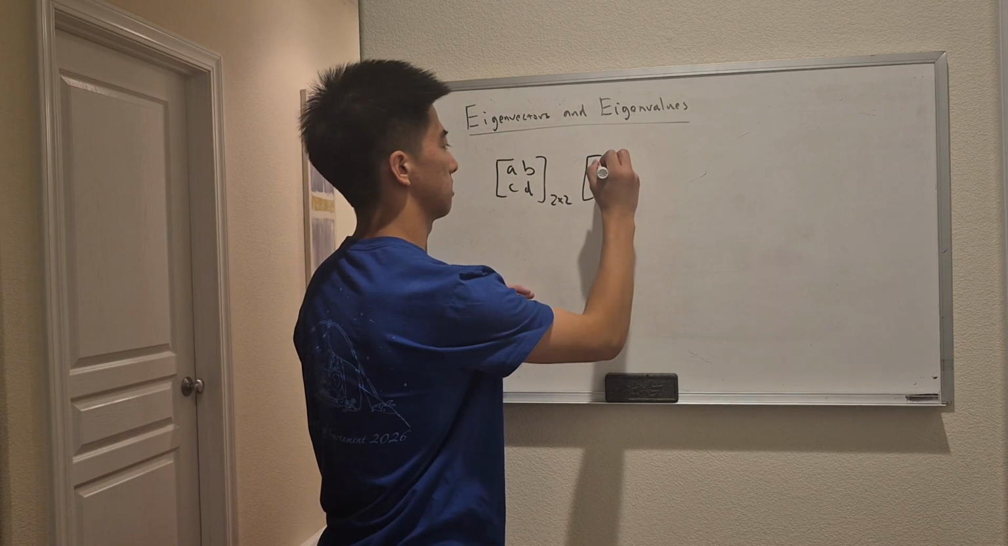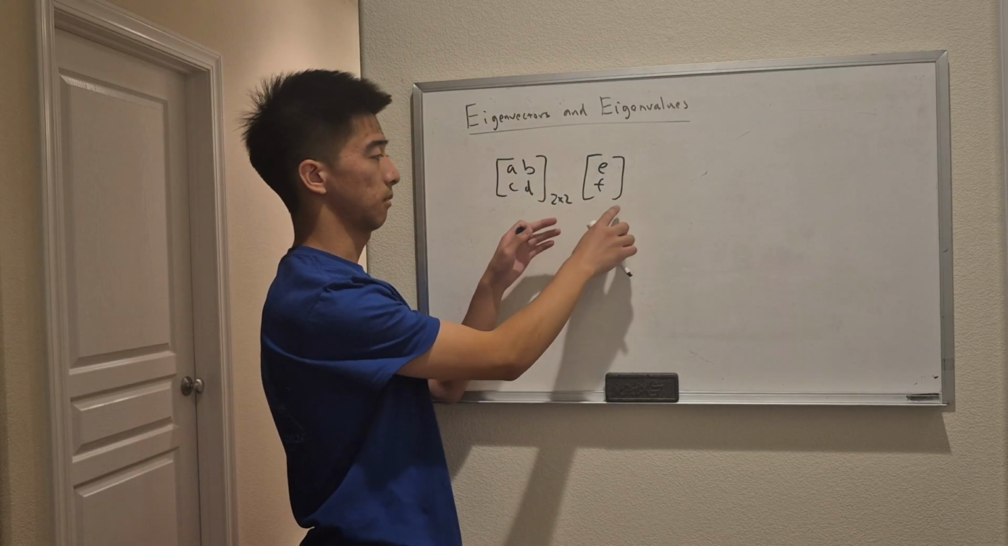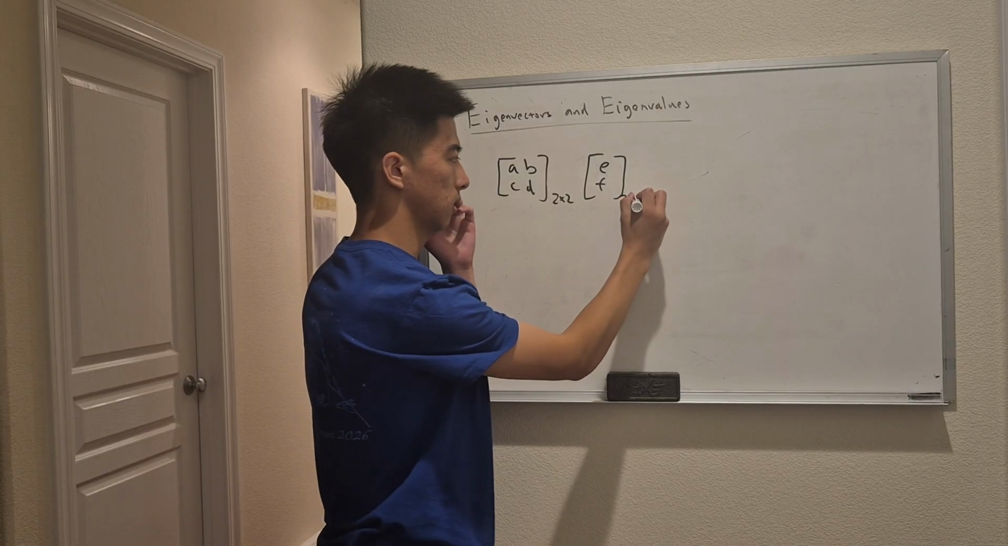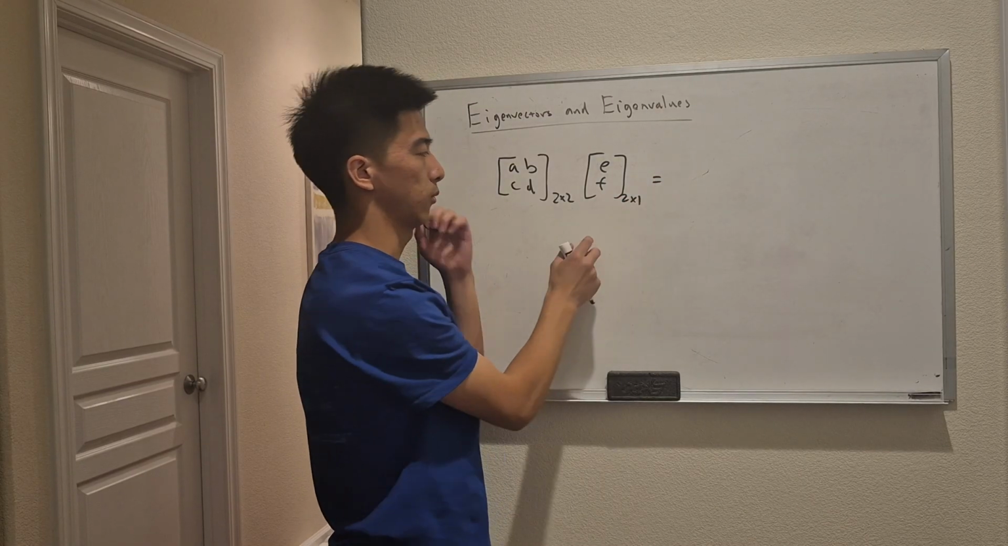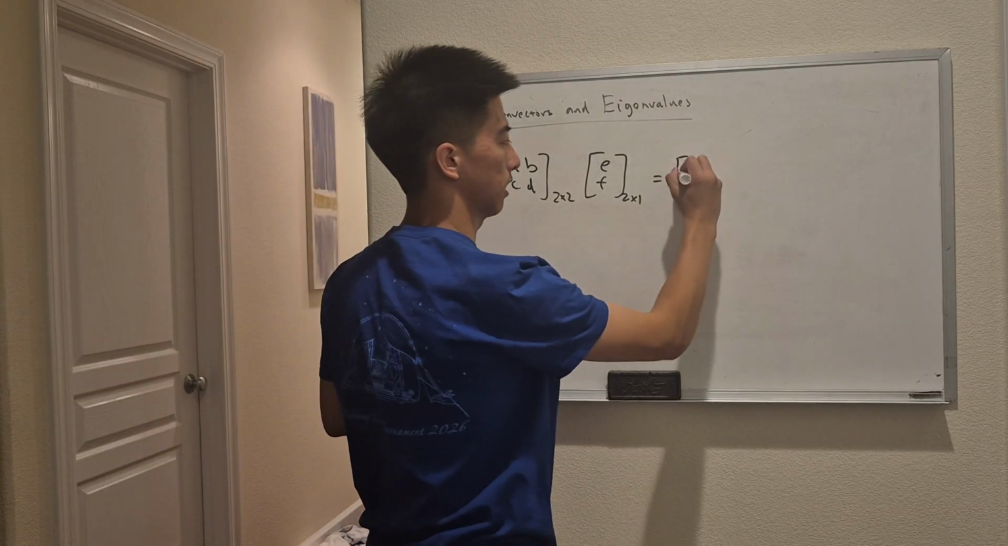And notice that the number of rows of this vector has to be the same as the number of columns of the matrix, so it has to be 2. And so this would be a 2 by 1 vector. And we see that this produces a 2 by 1 vector as the output.